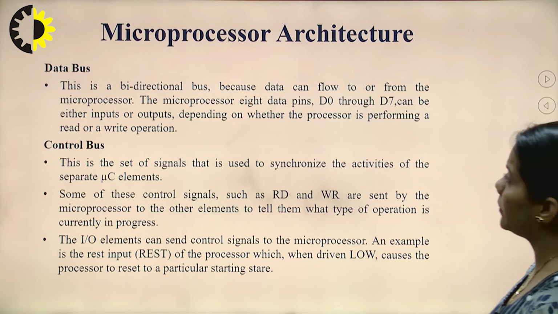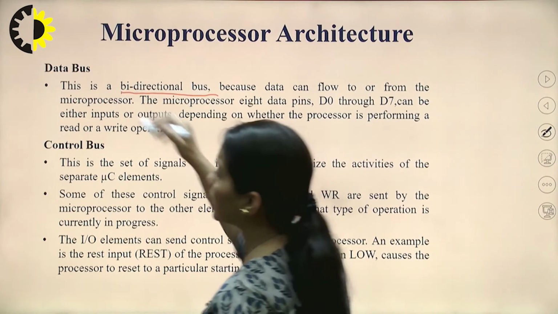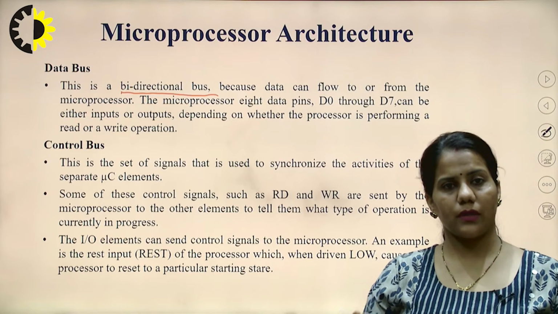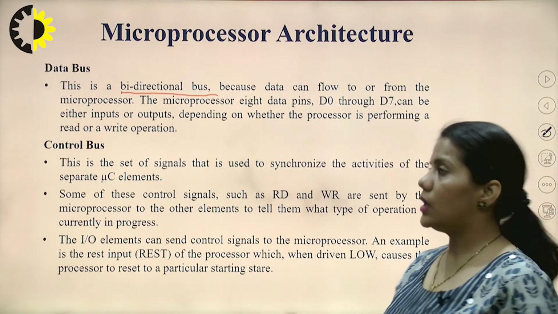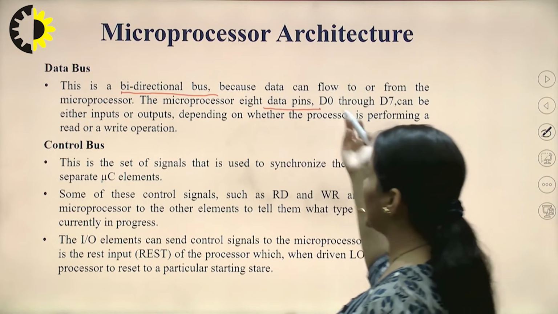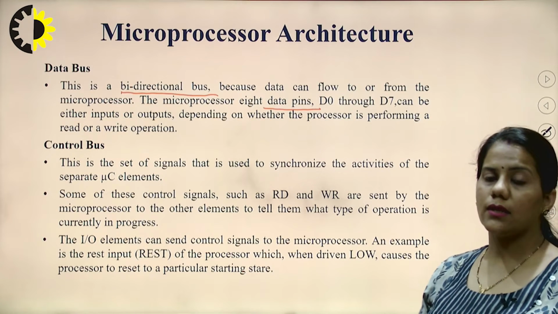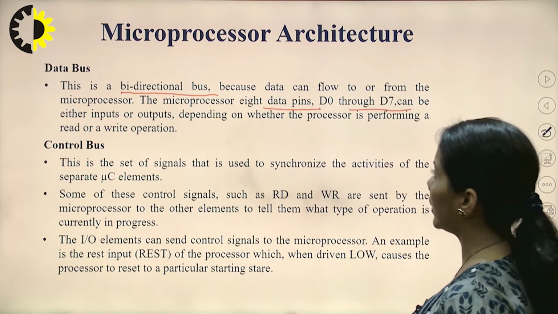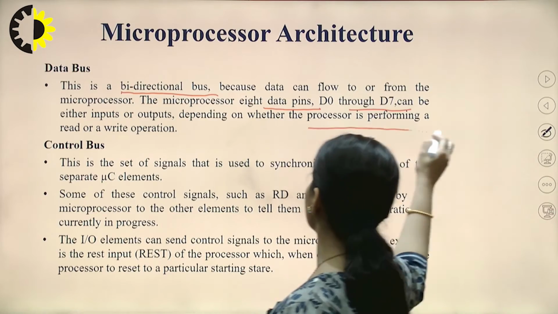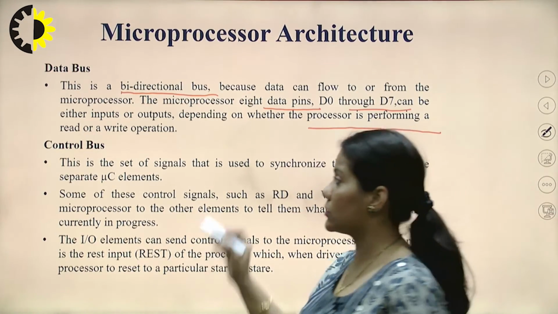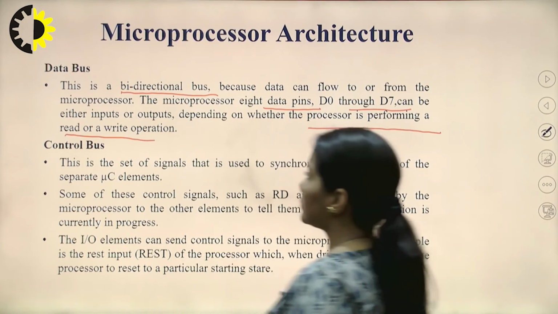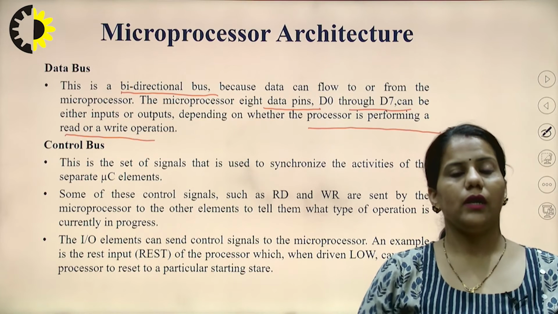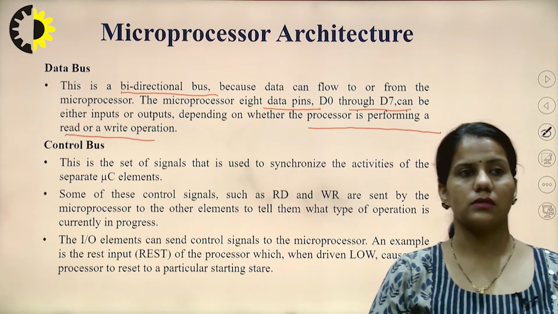When we talk about the data bus, it is a bidirectional bus because the data can move from either side, either from the microprocessor to the peripheral device, or from the peripheral to the microprocessor. Microprocessor has 8 data pins; it depends which microprocessor we are considering. In the 8-bit microprocessors, we have 8 data pins, D0 to D7, and they can be either inputs or outputs depending on whether the processor is performing a read or write operation. So this is very important. When it is performing the read operation, the port is acting as a read port, and when it is performing the write operation, the port is acting as a write port.